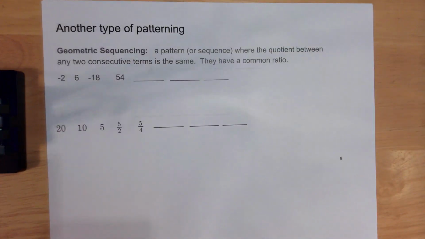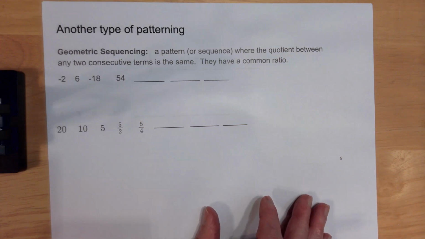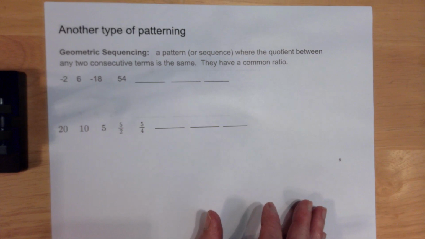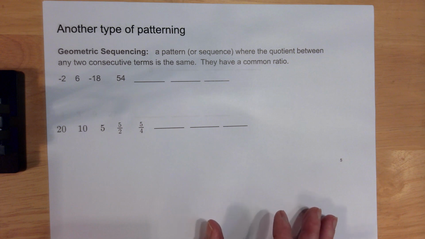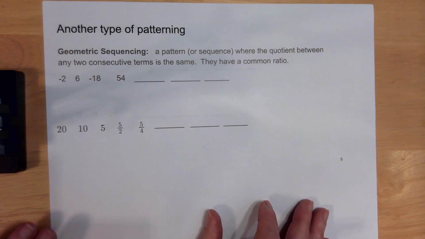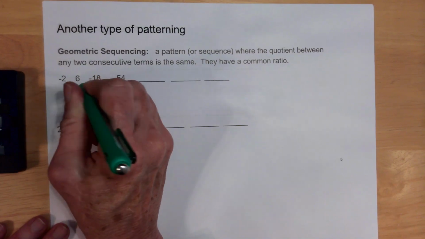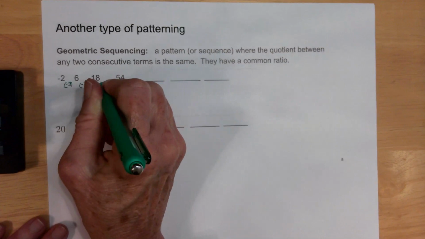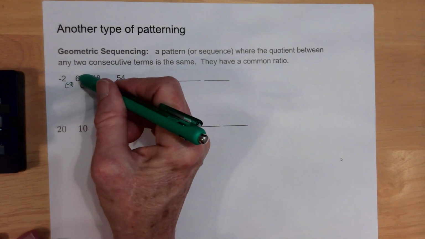Another type of patterning or a sequence is called a geometric sequence. And that is a pattern or sequence where the quotient between any two consecutive terms, right in a row, is the same. In other words, they have a common ratio, or another way I can put it is I multiply by the same thing between each term. So I multiply by -3, -3, -3, because -2 times -3 is +6.